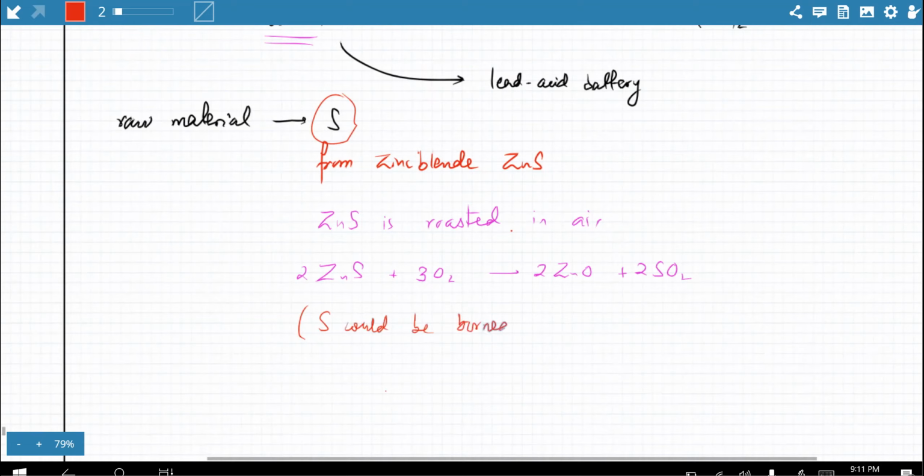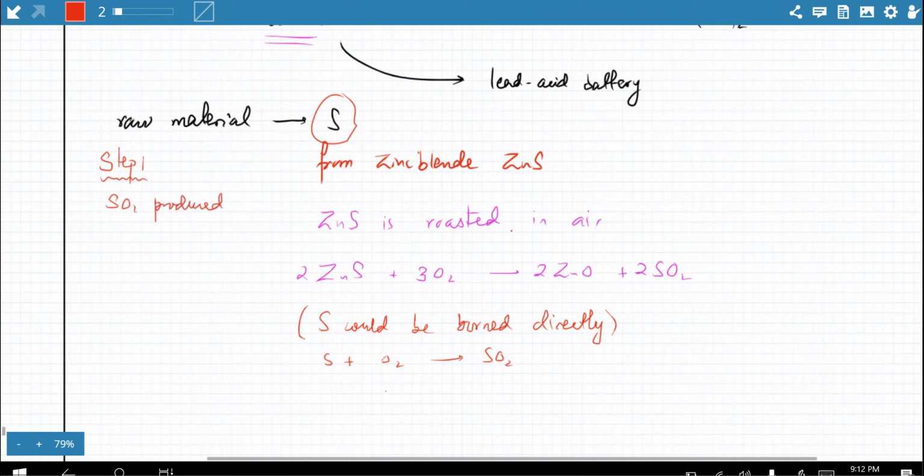Remember, the contact process is all about memorization. You just have to memorize the whole process. So sulfur could be burned directly. When that happens, sulfur reacts with oxygen and ends up producing sulfur dioxide. That is step number one, how to make sulfuric acid. Let's write down that SO2 is produced in this step number one.